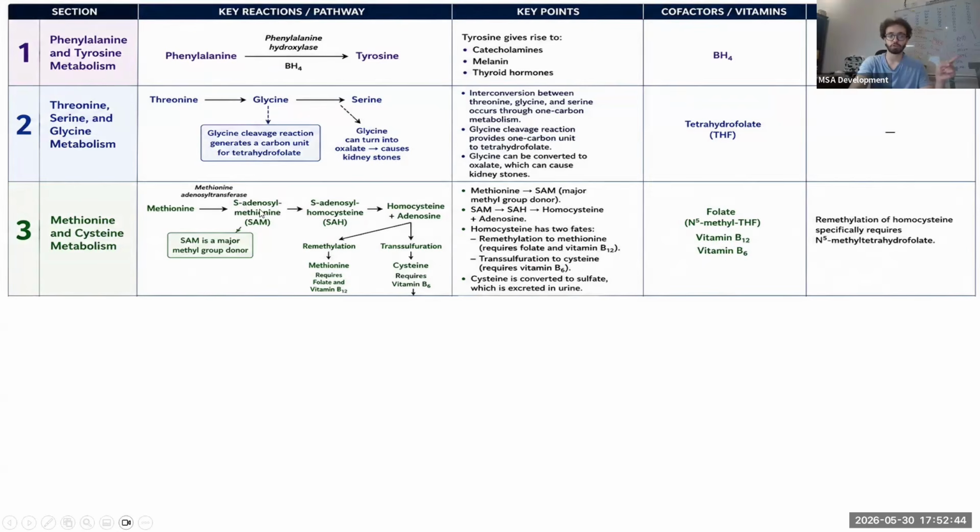SAM is very important, by the way. We will talk about it later on. Please remember this tiny box. Wallahi, it's asked about. The question would be like, what is a major methyl group donor? The answer is SAM. It donates methyls. Okay? SAM will later become homocysteine at the end.